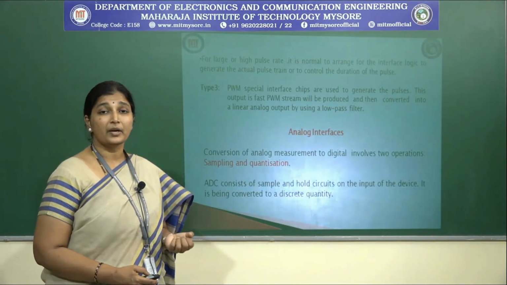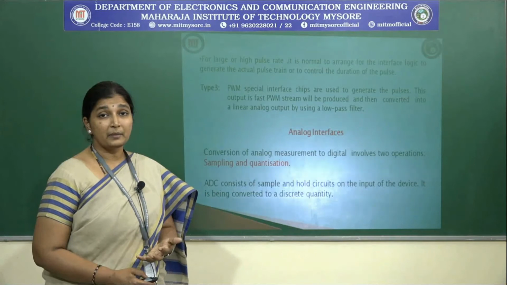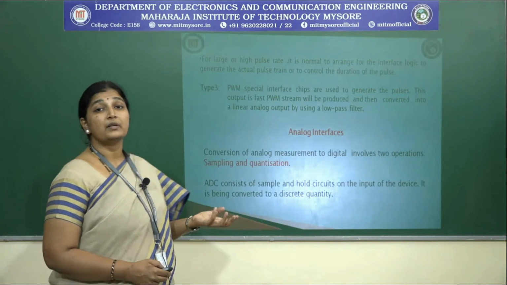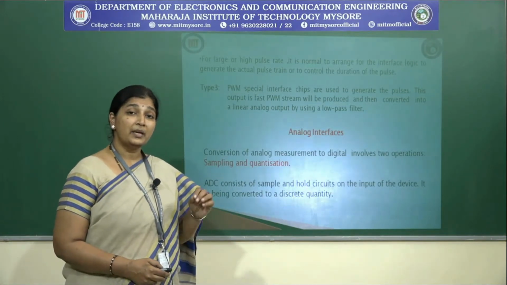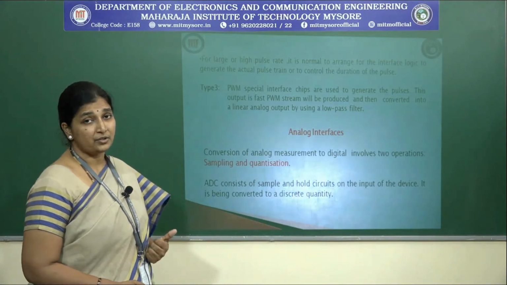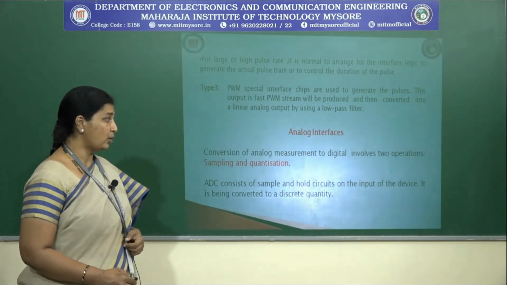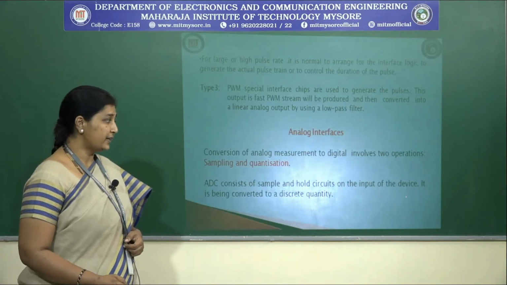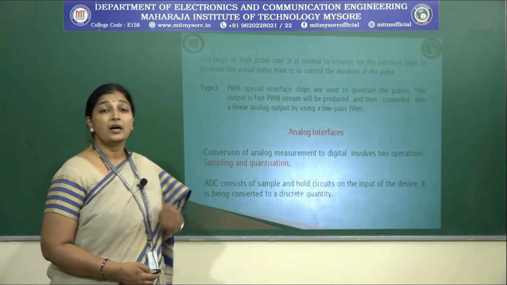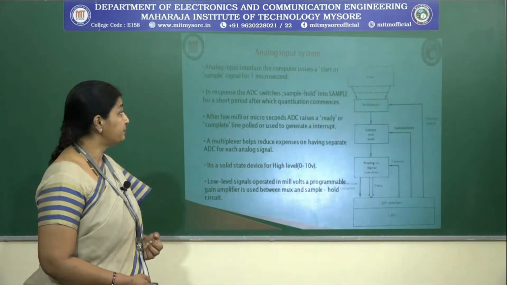For example, voltage with respect to time, frequency with respect to time, pressure with respect to time, temperature with respect to time. So these are the different analog measurements, and they have to be converted to digital format, right. So that will be in terms of zeros and ones. And how can that be done? With the help of sampling and quantization. These are the 2 techniques, okay. So the ADC consists of a sample and hold circuit on the input of the device, and the signal is converted to a discrete quantity. So let us explain the whole concept of analog interface using a block diagram.